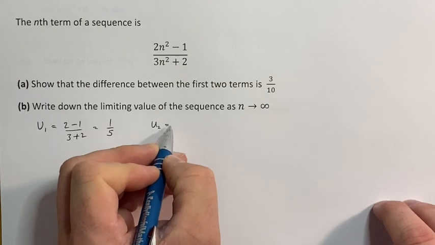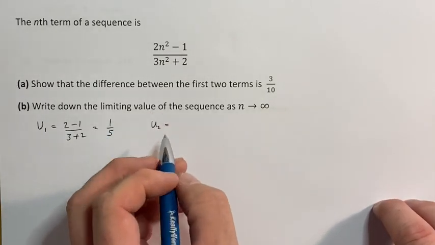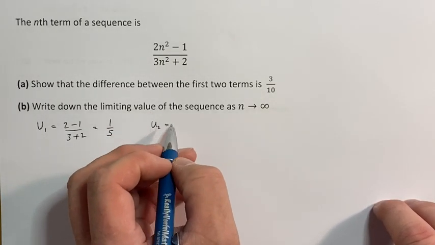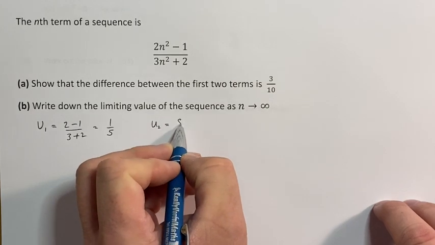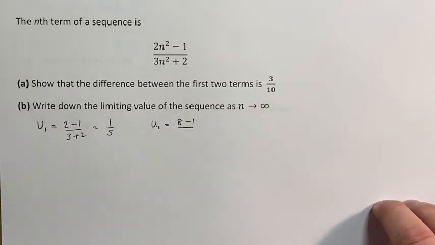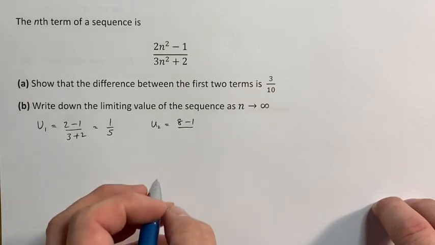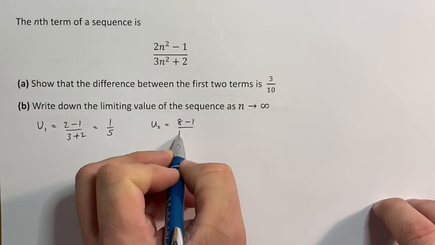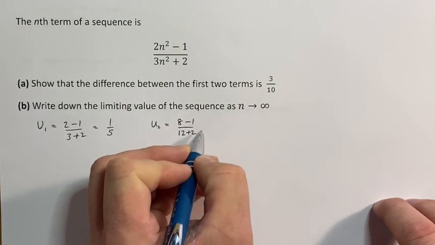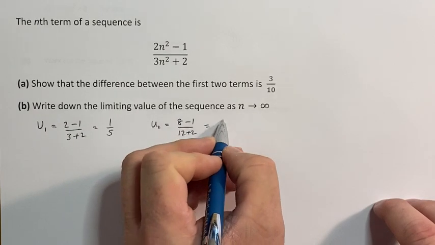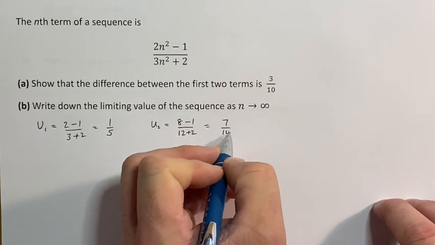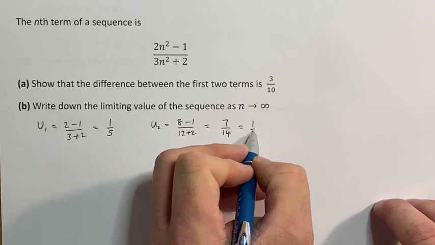The second term would be 2 times 2 squared. Well, 2 squared is 4, so 2 times 4 is 8 minus 1. And the denominator will be 3 times 2 squared, so 3 times 4, 12 plus 2. So that would give us 7 over 14 or a half.